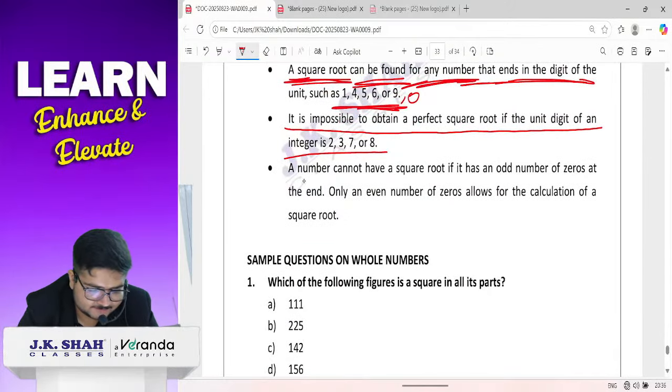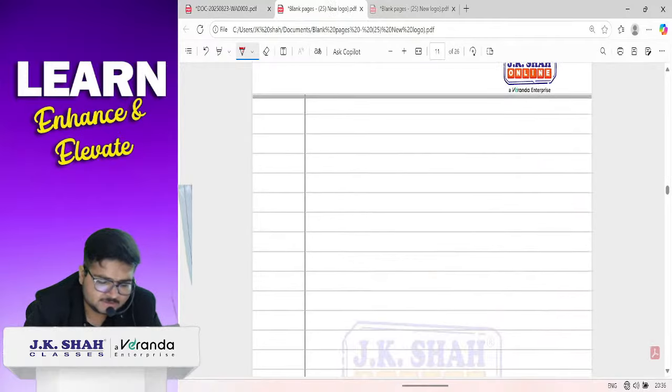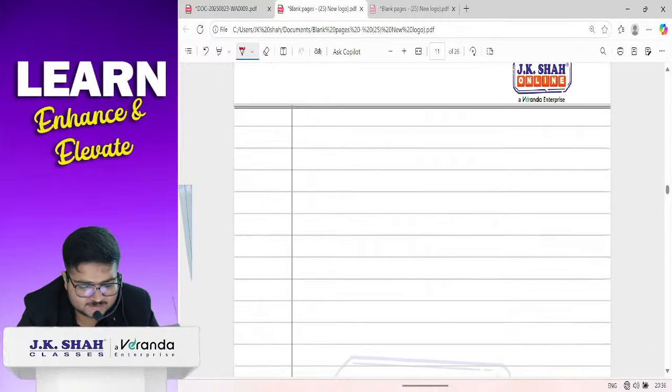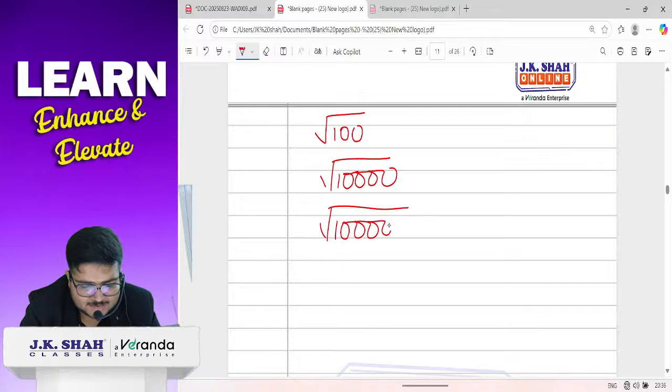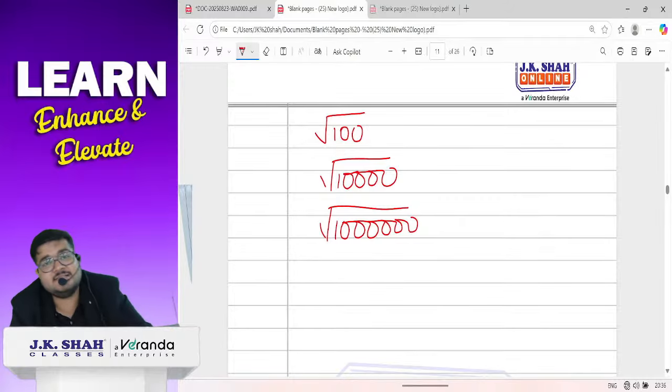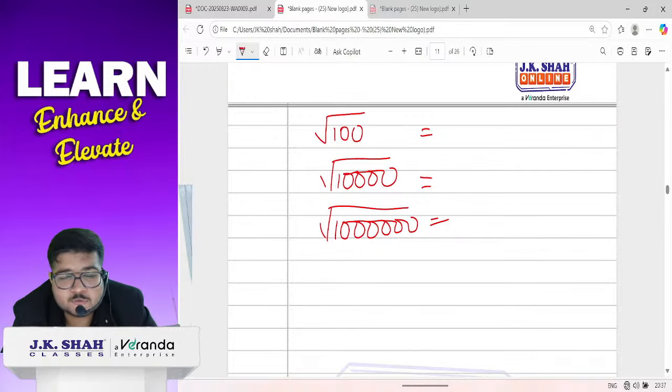And the last digit is, a number cannot have a square root if it has an odd number of zeros at the end. Only an even number of zeros allows for the calculation of square root. Now this sentence is trying to tell you that if a number has an even number of zeros, for example root 100, root 10,000, root 10 lakh, these all have an even number of zeros at the end, 20, 40, 60, 80 in the end. If there are an even number of zeros, then only a solution of the root is possible.